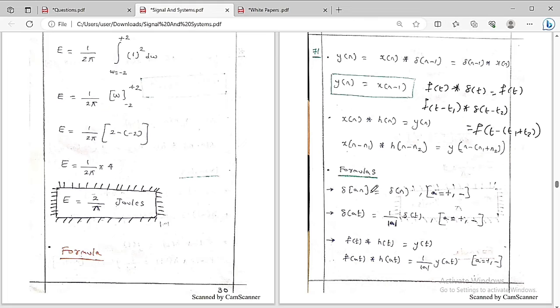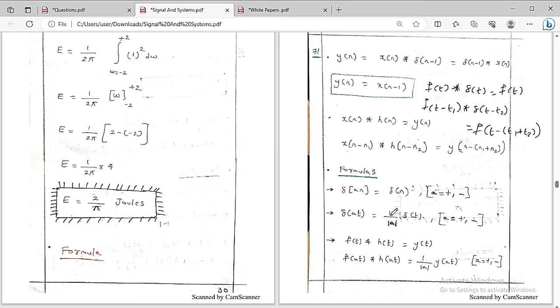So delta of an is always equal to delta of n, whether a is positive or a is negative. This is always true. Whereas delta of at is always equal to 1 by mod a delta of t, where a can be either positive or negative. So if you see clearly, this is a huge difference between the continuous time case and the discrete time case. In the discrete time case, there is nothing like 1 by mod a, but in the continuous time case, there is a 1 by mod a.